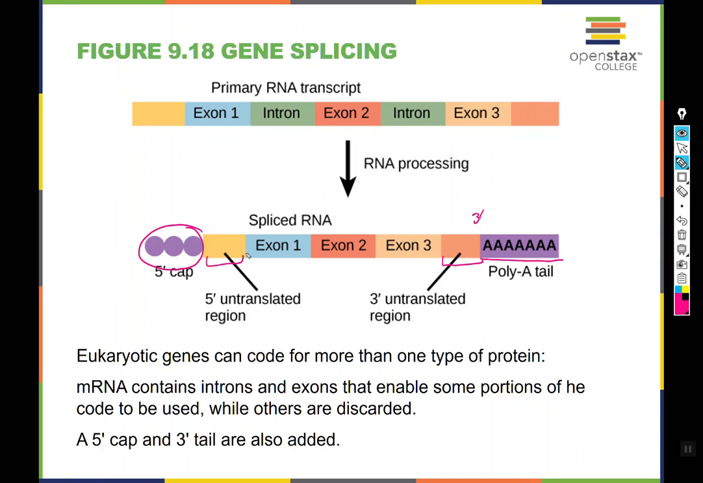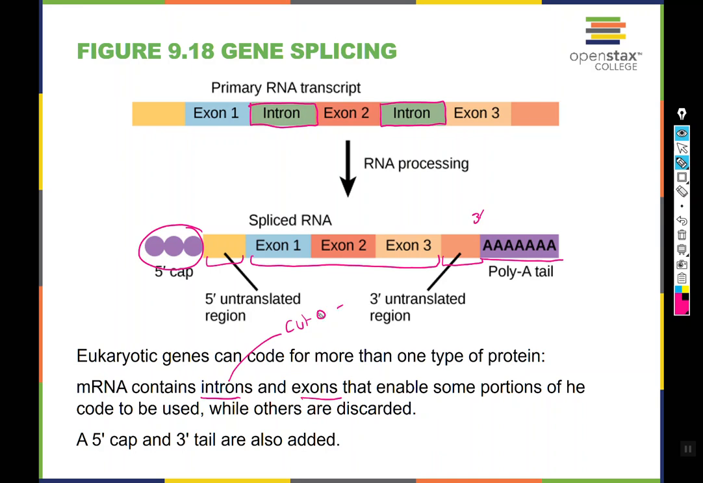But notice the introns are the pieces that are spliced out. So where we before had exon, intron, exon, intron, exon, now we have only exons. So the exons are the ones that are going to be preserved, and the codons in there are going to code for amino acids. So mRNA uses introns and exons, and introns are like intermission. There's no information in them, so they get cut out. Exons enable some portions of the code to be used while others are discarded.